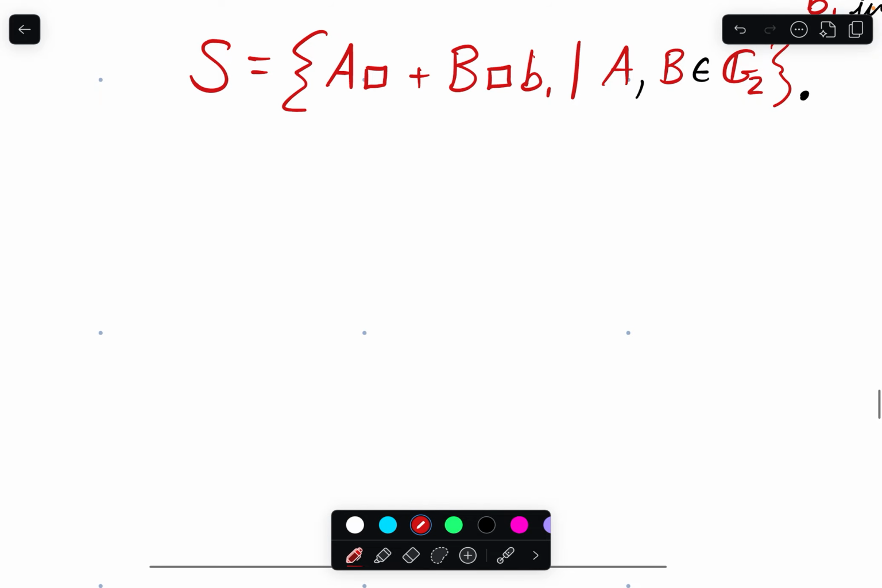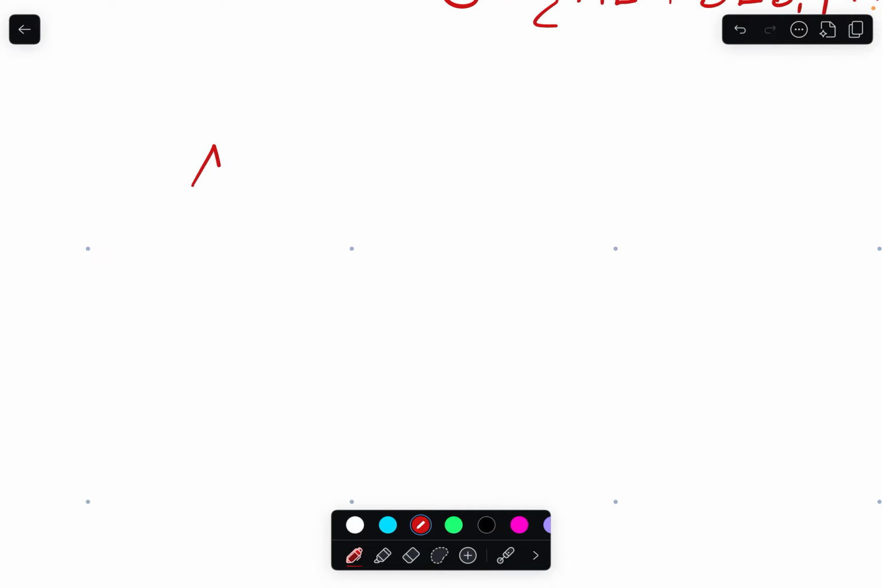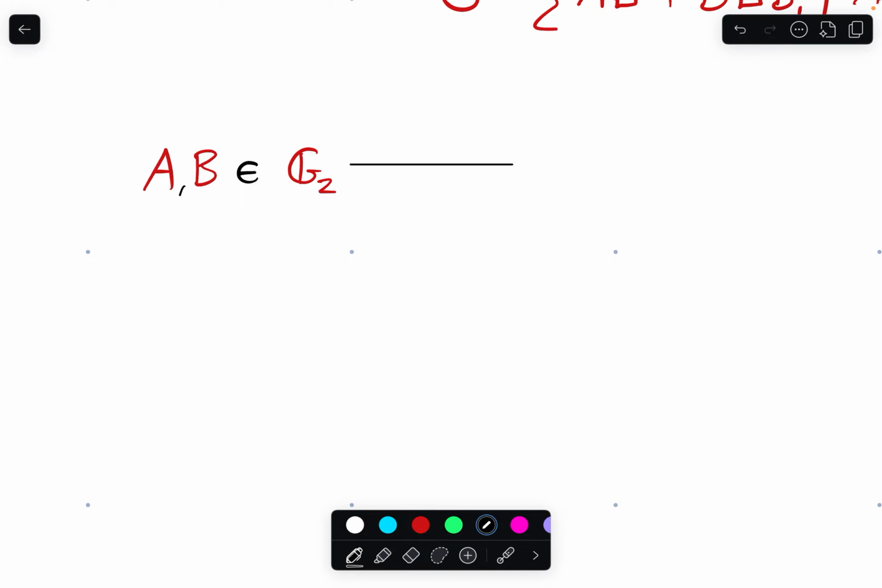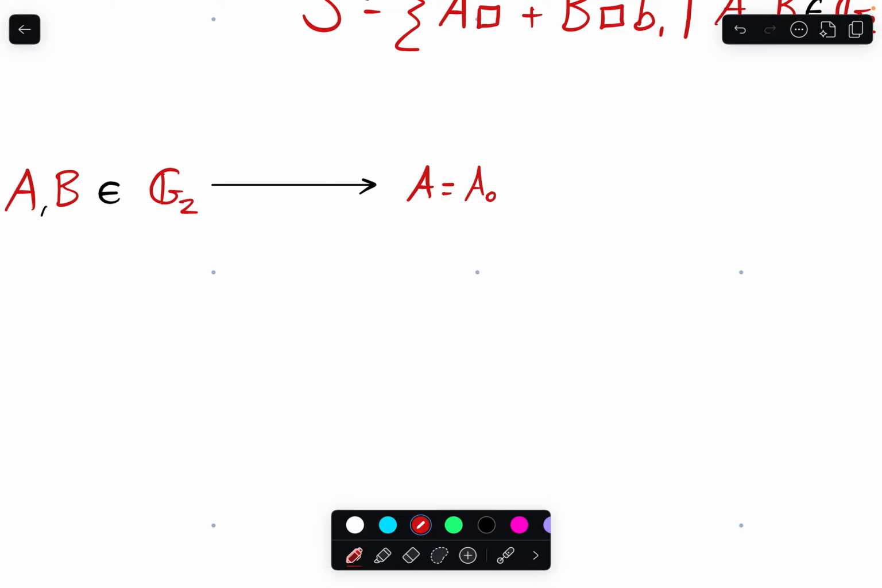So you can imagine it like this. If I have A and B in G2, then I have A equals some A naught plus A1 sigma x plus, let's see, trying to remember.